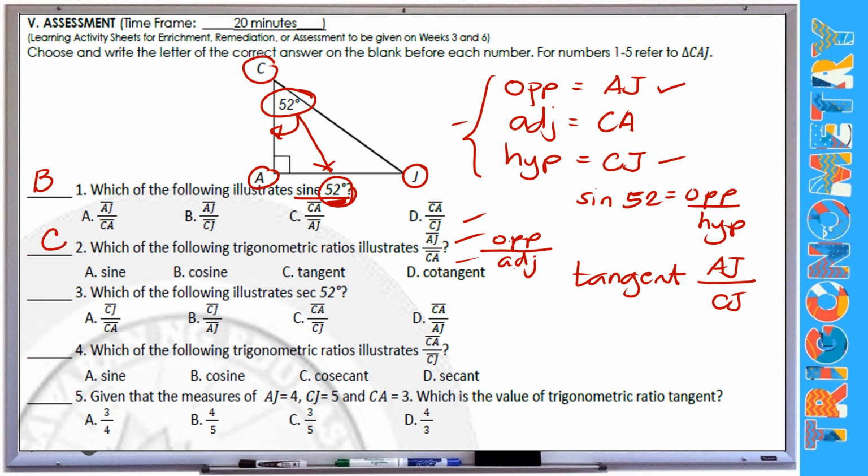So you just have to find what is secant 52, what is this CA, what is this CJ. Then given the measurement already of AJ and CA, you're going to find the ratio of tangent. What is the formula for tangent? This is already the formula. And then just identify what is this AJ, what is this CA. Is this the opposite? Is this the adjacent? Okay, that's how you're going to answer your engagement, assimilation, and assessment part.